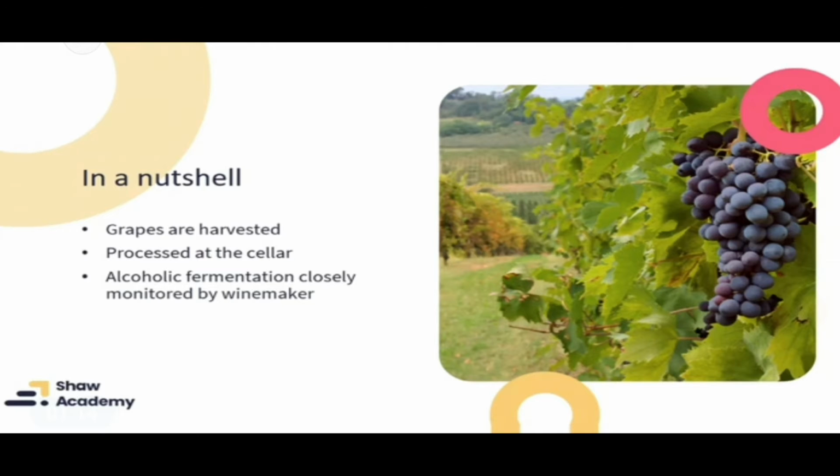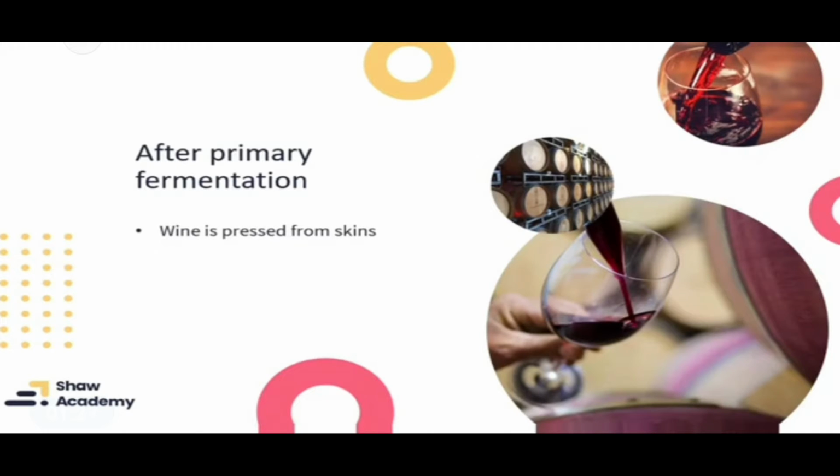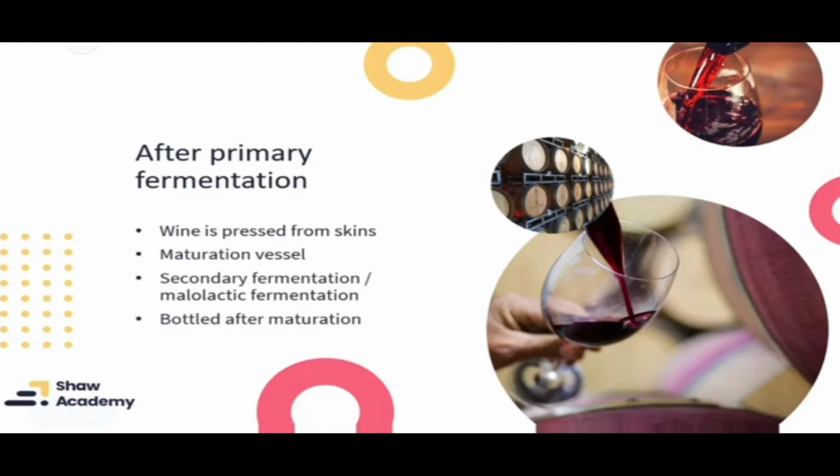During fermentation, the winemaker will monitor the process to apply certain practices and techniques to facilitate extraction from the grape skins into the fermenting juice, or must. Once primary fermentation has completed, the wine will be separated from the skins by pressing, and the wine will be put into a maturation vessel where it will undergo secondary fermentation or malolactic fermentation. After a certain amount of maturation time, the wine will be bottled, and we're going to have a look at this maturation process in detail a little bit later in Module 2.